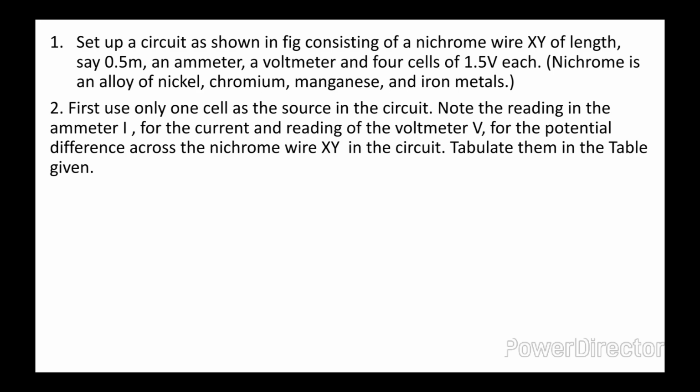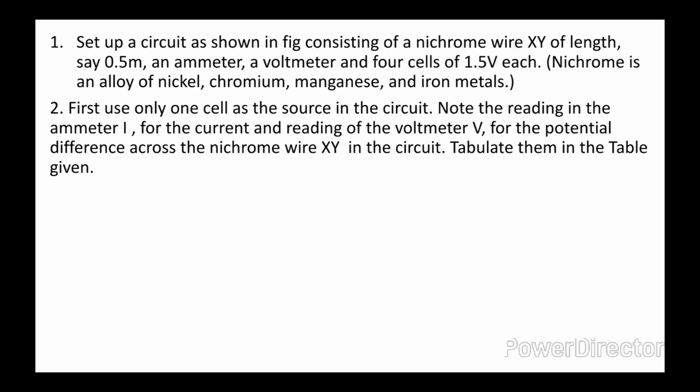When you switch on the circuit, the current flows through the cell and the reading will be shown in the ammeter and voltmeter. The ammeter shows the reading of the current and the voltmeter measures the potential difference across the nichrome wire. So you have to note down the current and the potential difference when you have connected cell number 1, and you have to tabulate them in the table.